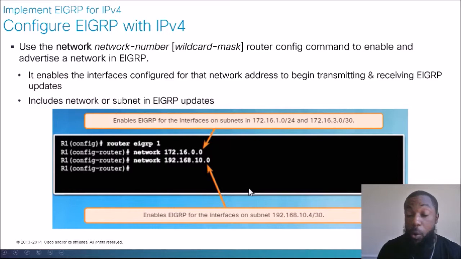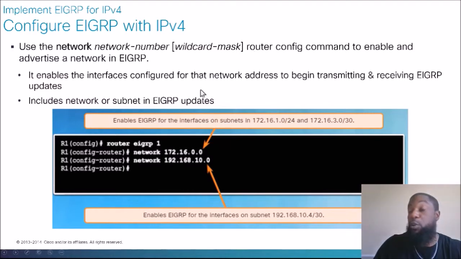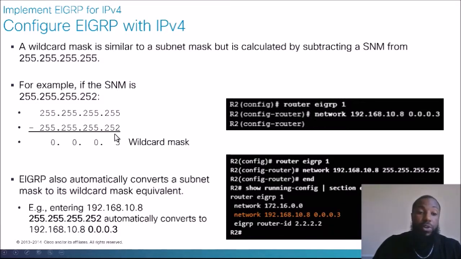You can do a wildcard mask with EIGRP, but if you do no auto-summary, that's probably the best thing to do anyway. So again, you type network, the network number, and then the wildcard mask. That's optional if you leave it on auto-summary, but then you'll just be doing classful networks. So yeah, you're enabling EIGRP on those interfaces with those IP addresses. Wildcard masks, I'm pretty sure you know what those are.